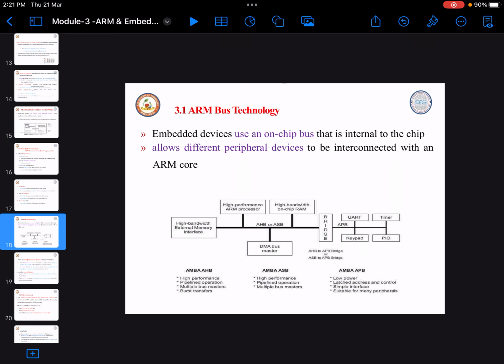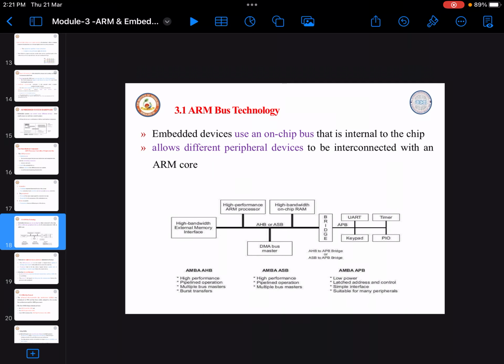AHB stands for Advanced High-performance Bus, and APB stands for Advanced Peripheral Bus. If I want to connect the peripherals to the ARM core, it is through APB. AHB is to connect a high performance, ARM high performance bus. Next you have ASB, which indicates the ARM System Bus.